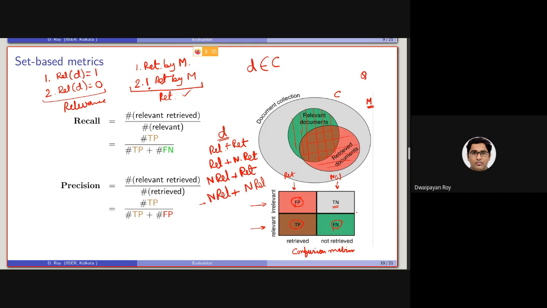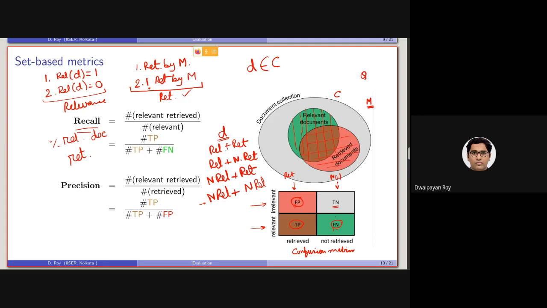Now, considering this confusion matrix, we can define recall. Recall is basically the percentage of relevant documents retrieved. In the system, this is the total number of relevant documents, and how many of them are retrieved by the system. So if we write the corresponding mathematical formula in terms of these confusion matrix values, what is the total number of relevant documents? The total number of relevant documents is this green plus brown. Brown is TP, the true positive, and green is the false negative.